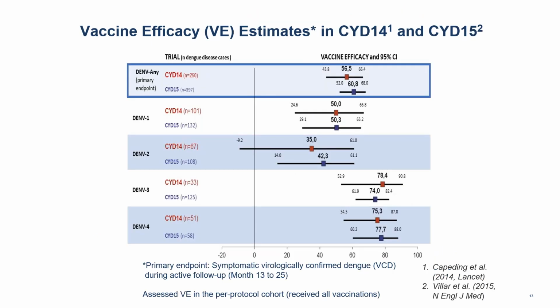And the result of the trials was that the efficacy was about 60% in each trial to prevent virologically confirmed dengue of any serotype. And then the efficacy against each of the 4 serotypes ranged from about 35% to 78%.